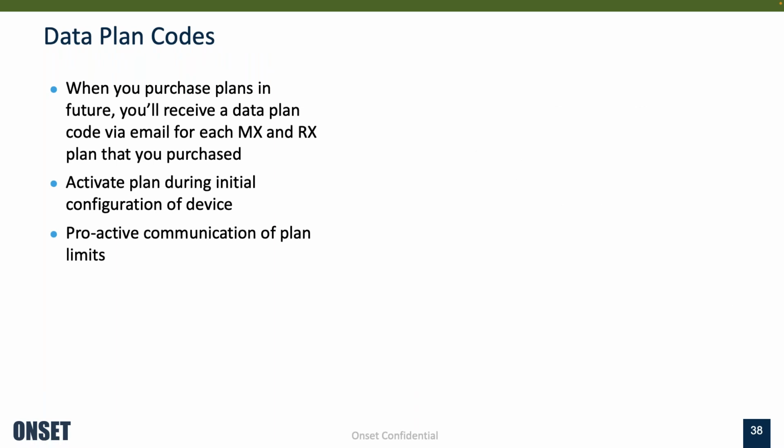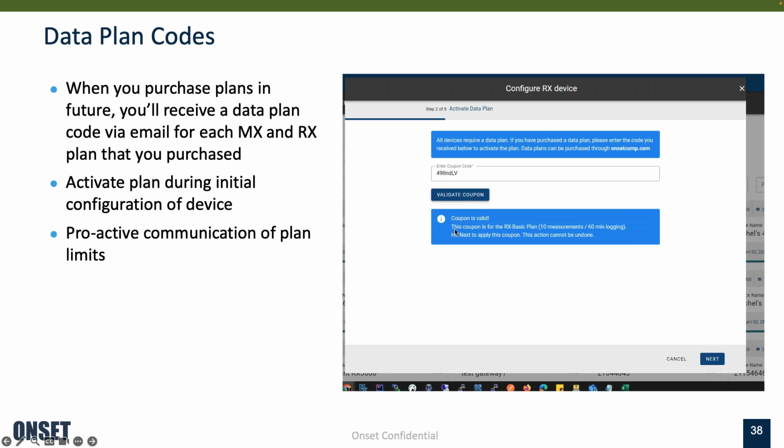One thing to note about the new system is that when you purchase plans in the future, you're going to receive a data plan code via email at the time of order fulfillment for each MX and RX plan that you purchase. This means we can use the same process for all of these plans. And using that code, you'll just add it in when you're adding a device in. For RX devices, you'll use the registered RX device in HOBOlink, or you'll turn on the HOBOlink integration for MX loggers in HOBOconnect. You'll find a field to enter that code.